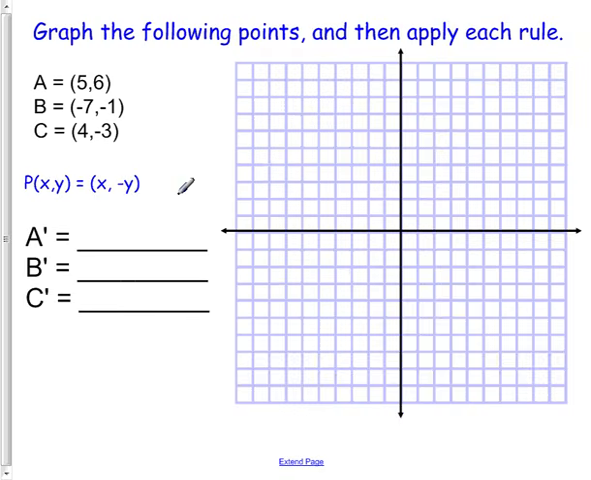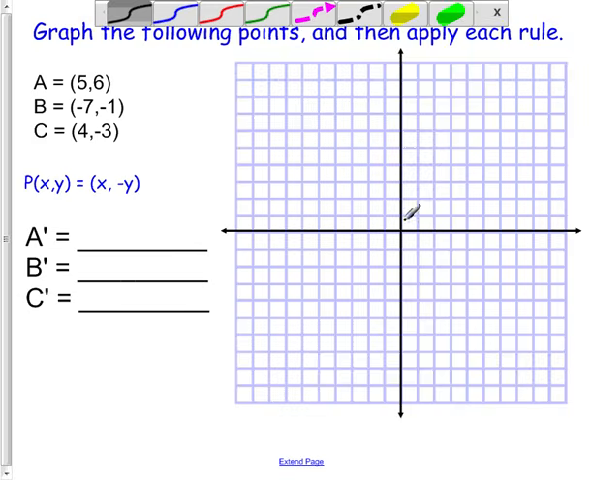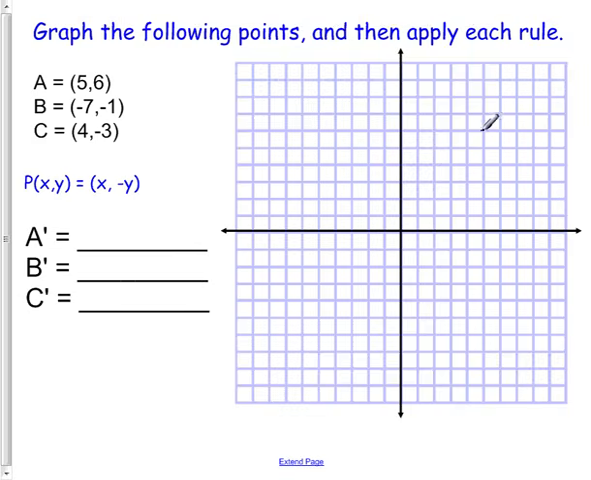All right, let's look at another example. This is just like the previous one, except the x stays the same and the y becomes opposite. So let's graph these again. 5, 6. 1, 2, 3, 4, 5, up 6. -7, -1. And 4, -3. Okay, so let's label these. This is A, this is B and C. We'll connect the dots to get our triangle. Okay, so here is our pre-image, and now let's figure out our image.